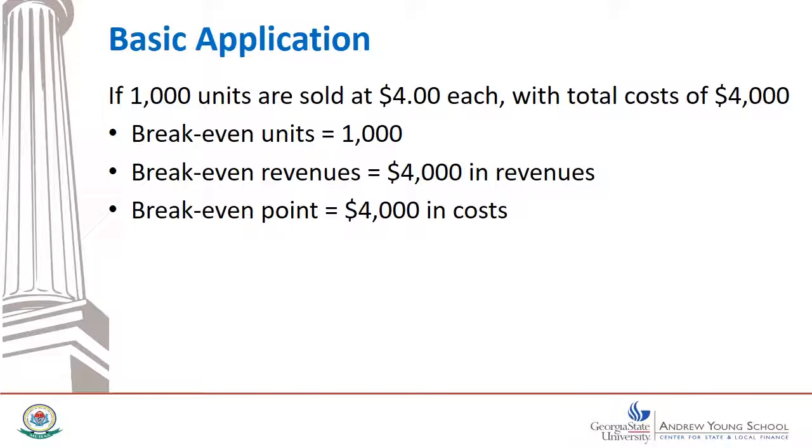A basic application of the cost-volume relationship demonstrates that if 1,000 units are sold at $4 each, there are total costs of $4,000. Then, break-even units will equal 1,000, break-even revenues will equal $4,000 in revenues, and the break-even point is equal to $4,000 in costs.